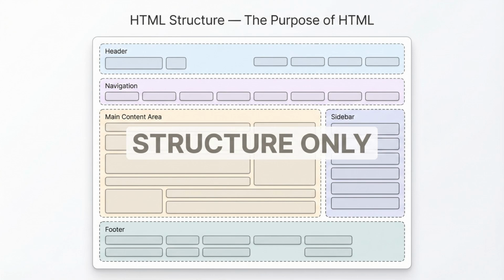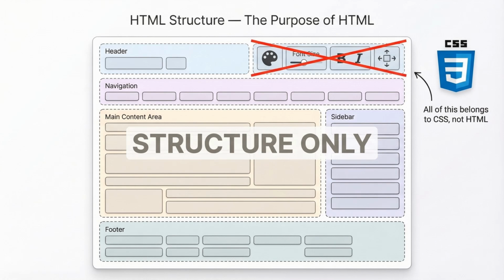Let's shift to HTML. The instructor is very clear about one thing. HTML has one main job, and that is to define the structure of a web page. It tells the browser what content goes where: the header, where the navigation sits, where the main content lives. That's it. HTML is about structure and content placement, nothing more.